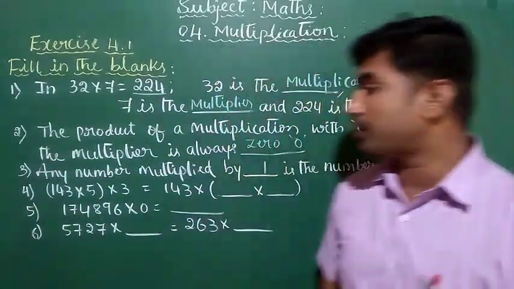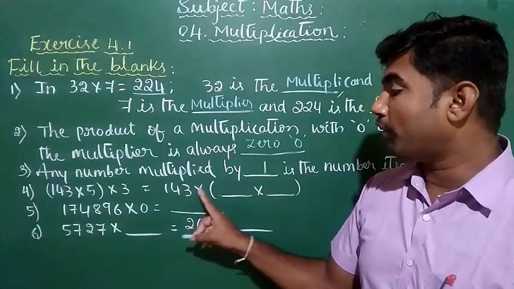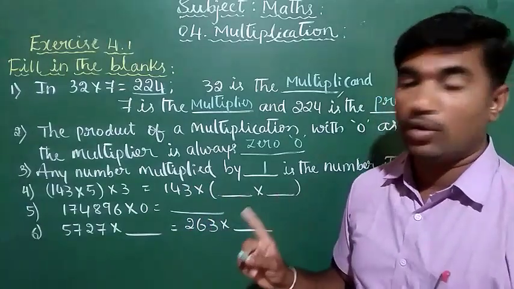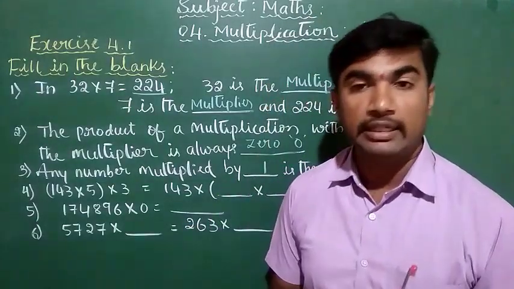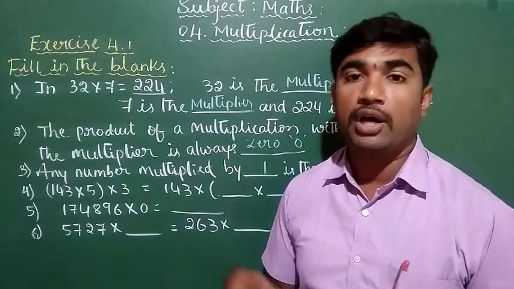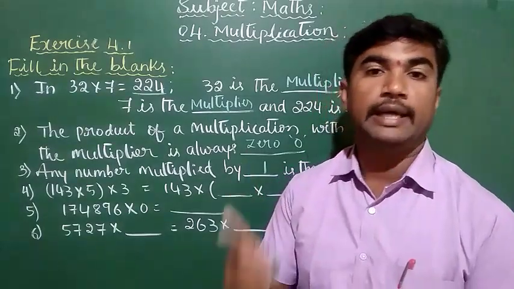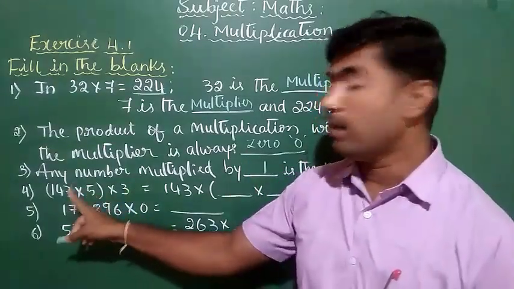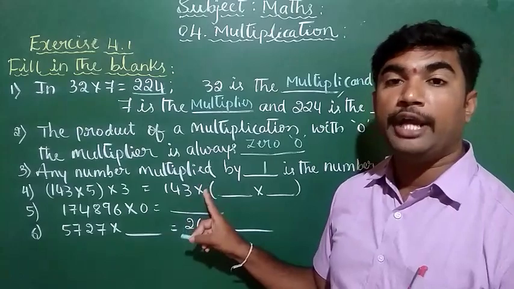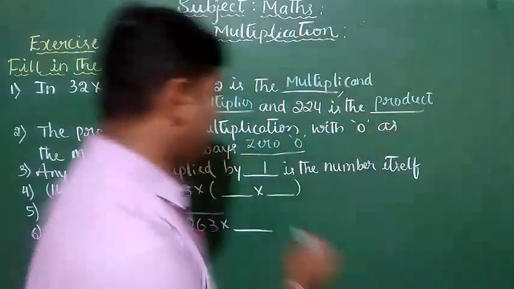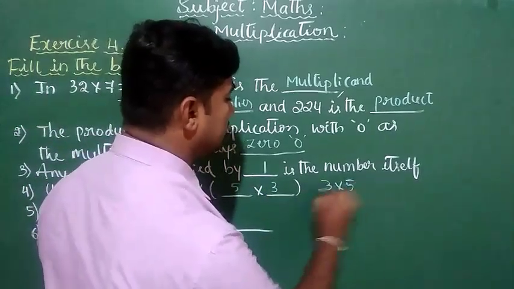Okay, the fourth question: 143 into 5 into 3 equal to 143 into dash and dash. Here what is the symbol? Equal. I already told there is a fourth fact in multiplication, that is, when we multiply numbers with the change of the groups, we are getting the same product. So here also the same, 143 into 5 into 3 equals 143 into 3 into 5. We can write here 5 into 3 or else 3 into 5, both are same.